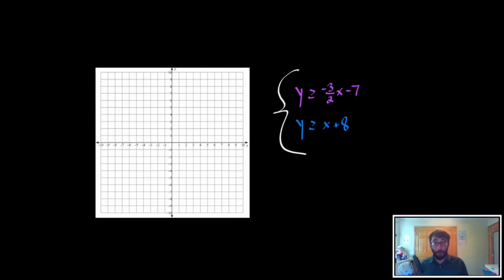So I'm going to go ahead and graph each of these inequalities. I'm first going to graph y is greater than or equal to -3/2 x minus 7. Remember, all you need to do is find your slope and your y-intercept, plot those and go. So let's go ahead and graph this.